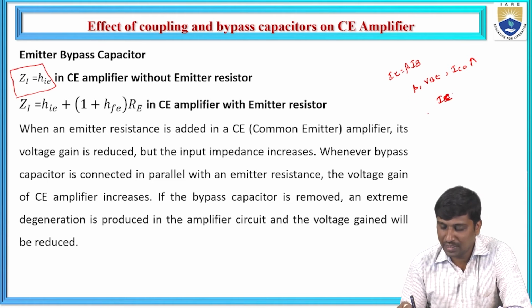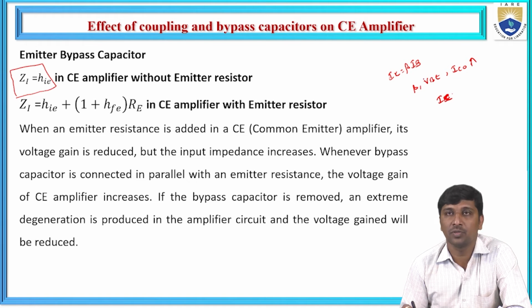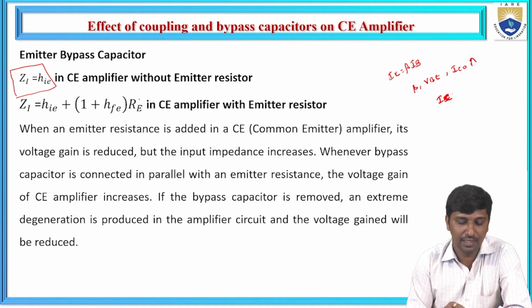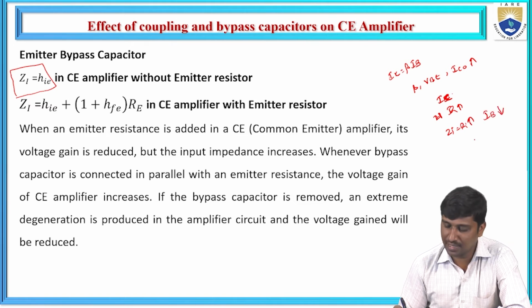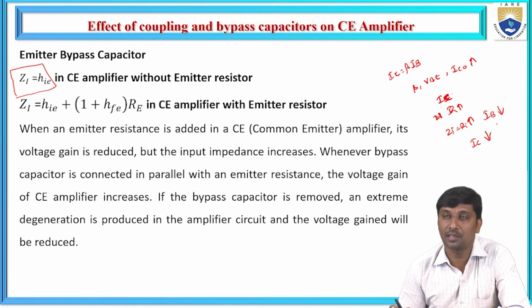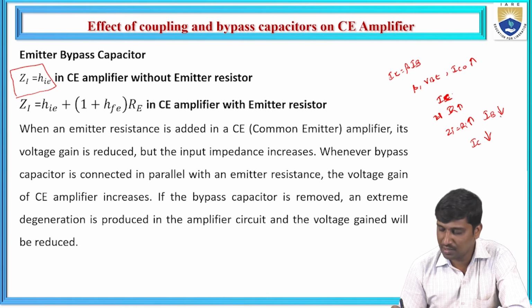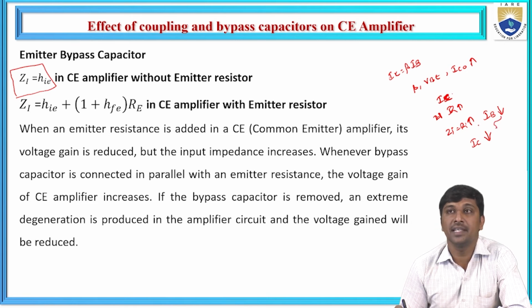So we need to compensate this one. To compensate it, we are placing the emitter resistance. If you place this emitter resistance, it increases the ZI, the input impedance. If it increases, the base current decreases. If the base current decreases, the collector current also decreases. So in this way, it compensates this one.